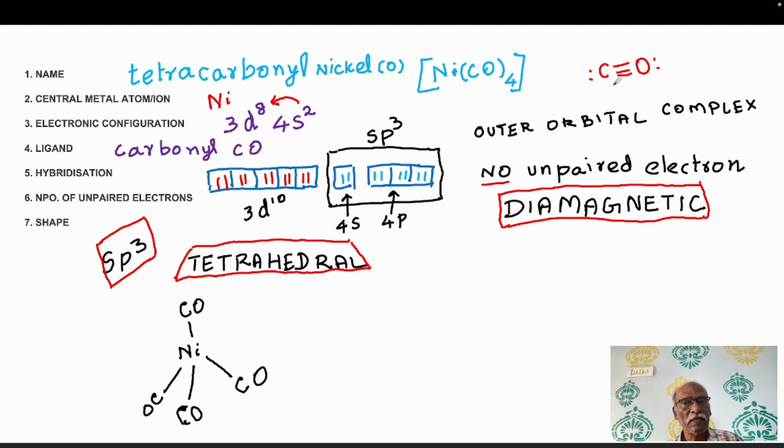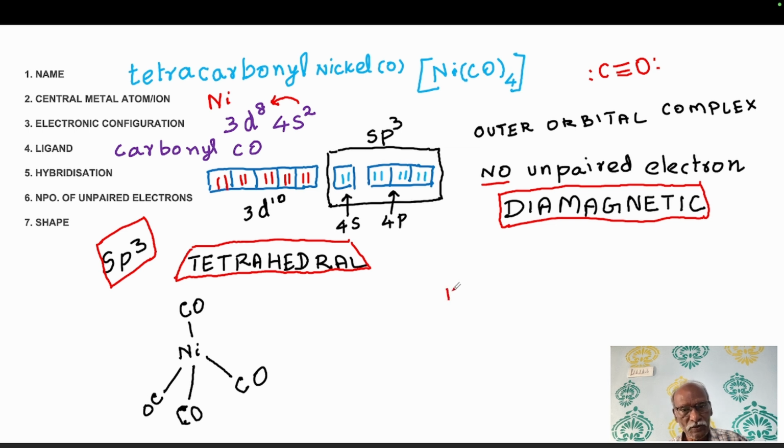Okay, that's why this acts as a good ligand. This species, actually, the CO is also a strong ligand. Its magnetic field is so powerful, it can influence. Now we see the electronic configuration of this, just now I said, 3d8 4s2. Shall we write here 3d8 4s2?